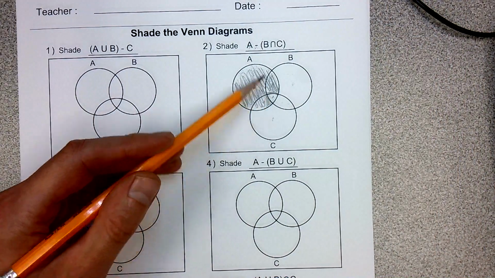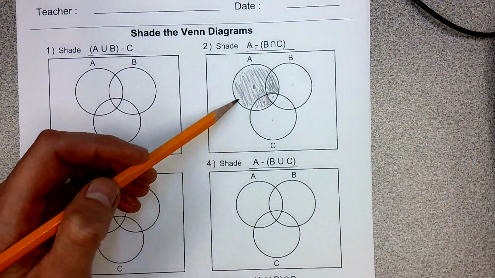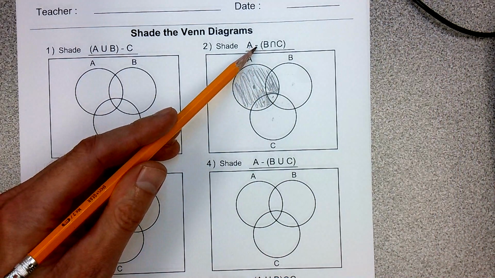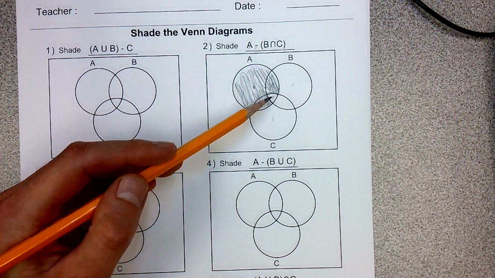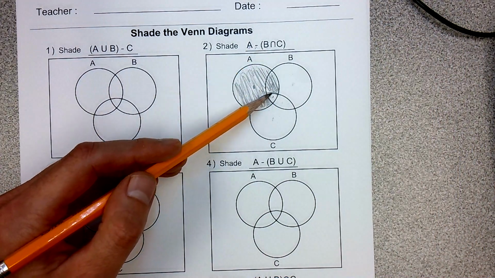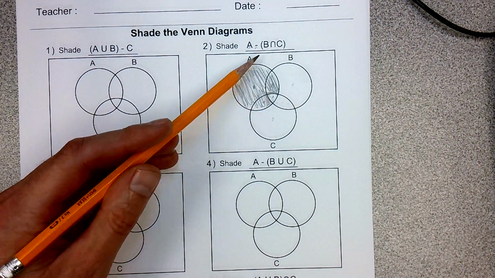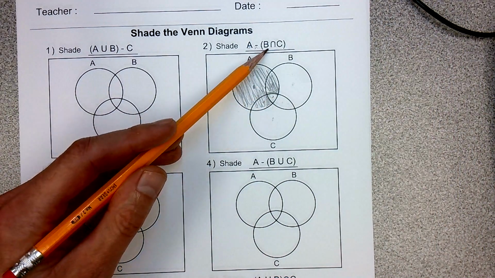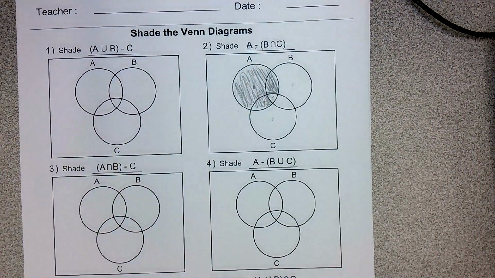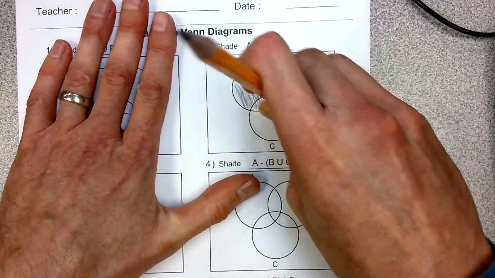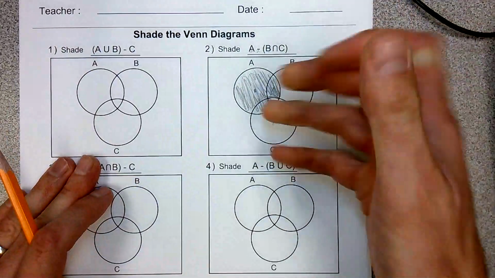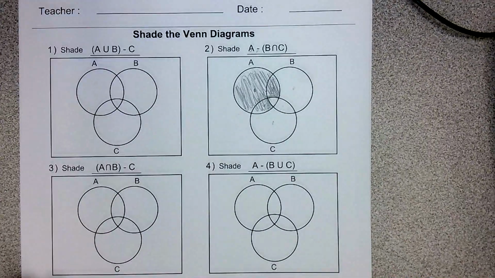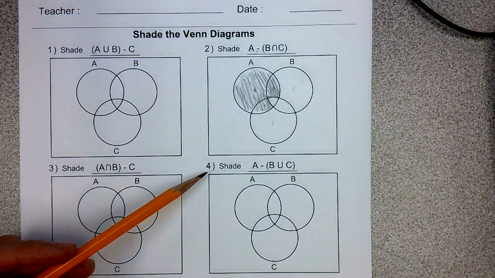This dot is in A. It's inside the A circle, but is it not in B and C? No, it is in the intersection of B and C. So even though it is in A, it didn't work for being not in B and C. That's another way to do it. If that didn't make sense, that's another way that you could find the same answer.